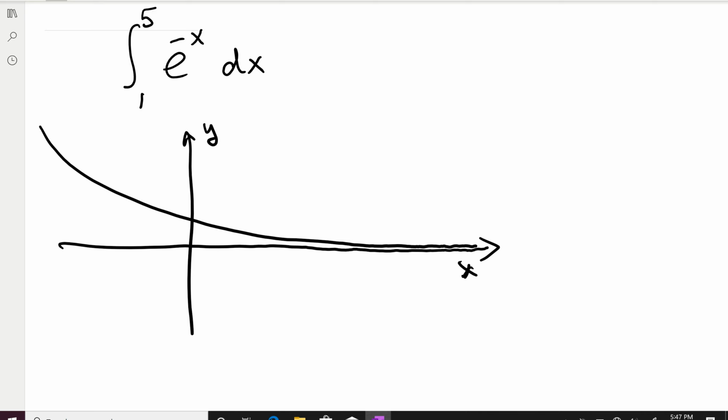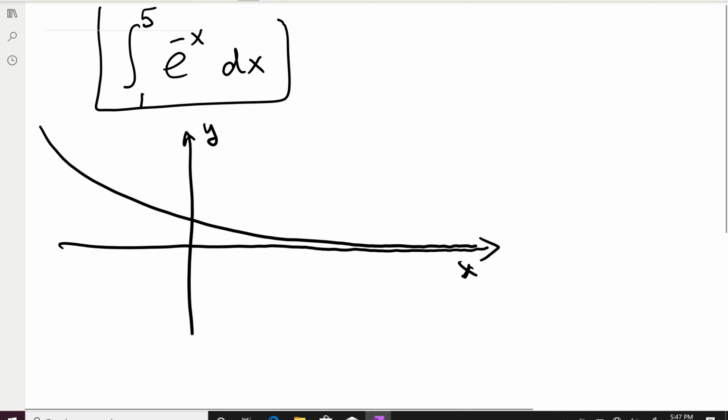Now before we talk about improper integrals, let's first talk about the simple integral that I have given to you here. I am asking you to integrate e to the negative x, which is a very easy function to integrate, from x values 1 to 5, which makes this integral a definite integral. That means when you evaluate this integral, you're going to get a number.